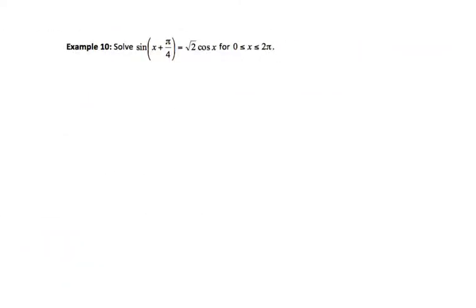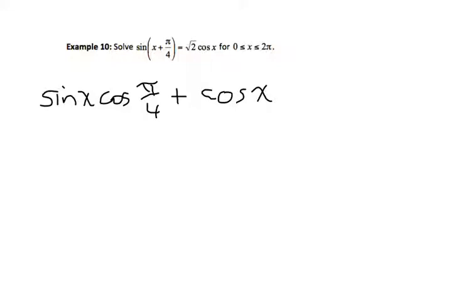Okay, sine of x plus pi over 4. Well, that is sine x cos pi over 4 plus cos x sine pi over 4 equals root 2 cos x.